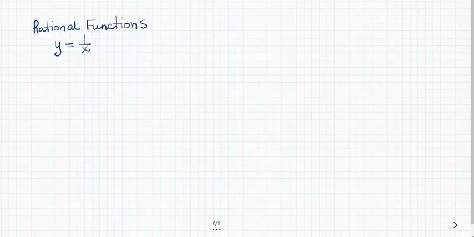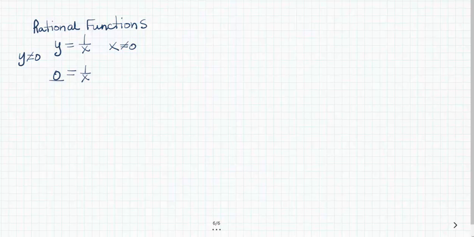Since x is in the denominator, x can't be 0. That would be undefined. And since the numerator is a value without a variable, there's no way to make y equal to 0 either. If you're not sure why this is true, one thing you can do is plug in 0 for y and solve for x.